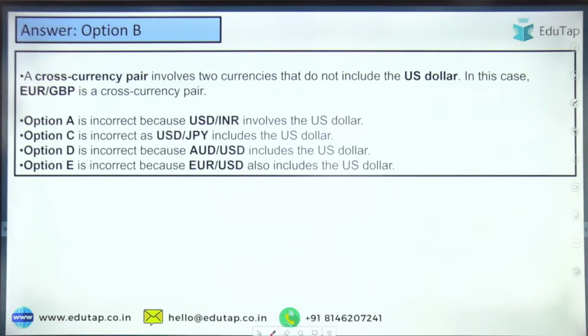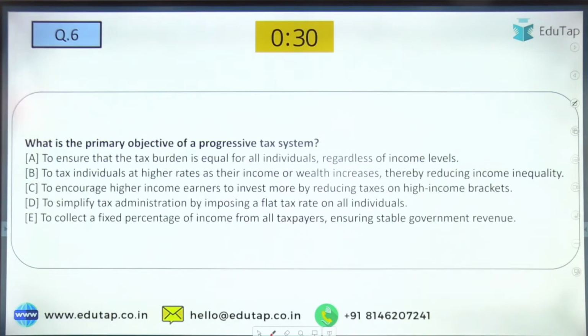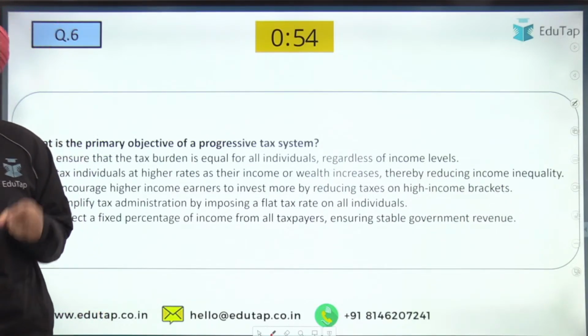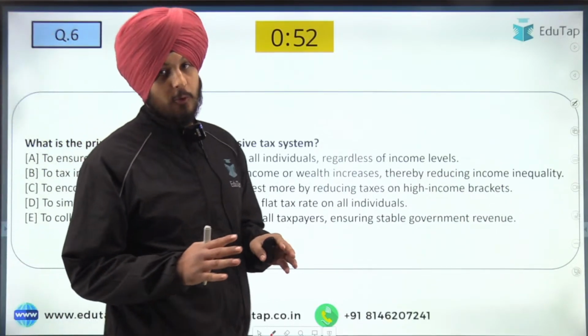So you can read the explanation later on by pausing this video or maybe going through the PDF. So you can see a cross currency pair involves two currencies that do not include the US dollar as a part of it. So that is why option B is going to be the answer to that. Now the next question, what is the primary objective of a progressive tax system?